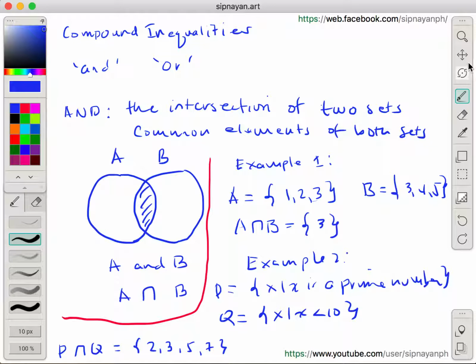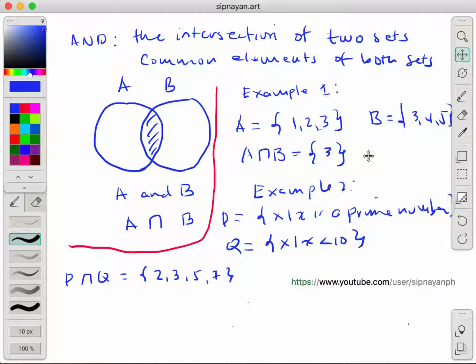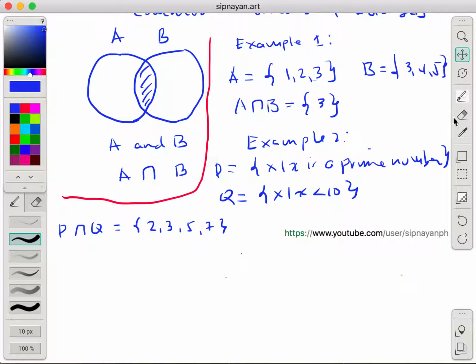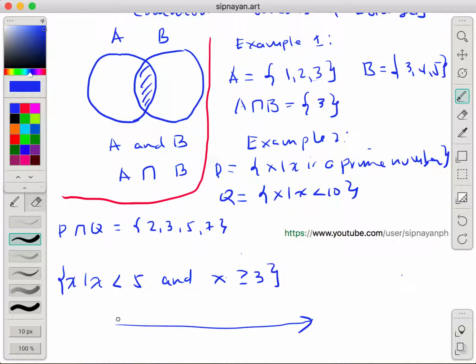So, our third example is the inequality. This has different contexts, but for example, if you have the number x such that x is less than 5, and remember we still have "and" here, x is greater than or equal to 3, then if you have the number line, you can represent it as 0, 1, 2, 3, 4, 5, less than 5.